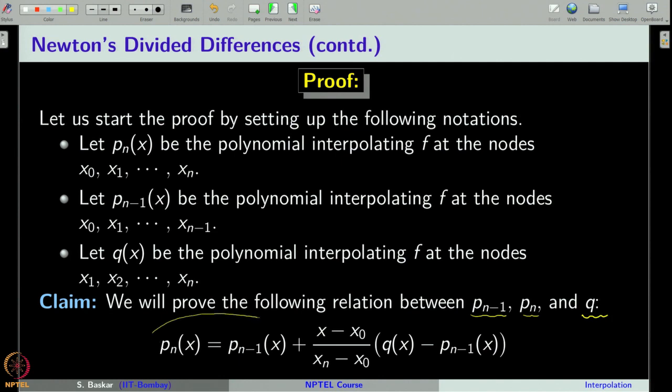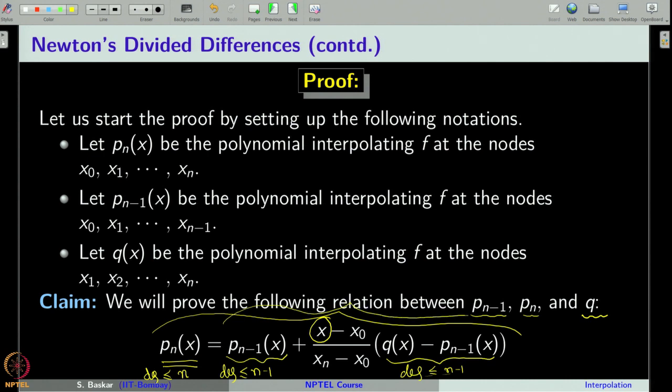Let us try to prove this relation, that is P_n of x. Remember, its degree is less than or equal to n, right? Whereas, this polynomial has degree less than or equal to n minus 1, and both these polynomials have degree less than or equal to n minus 1. Now, you are multiplying this polynomial of degree n minus 1 with a linear factor in x. Therefore, this entire thing will be a polynomial of degree less than or equal to n, right? So, that is the first observation. Let us see how to prove this relation.